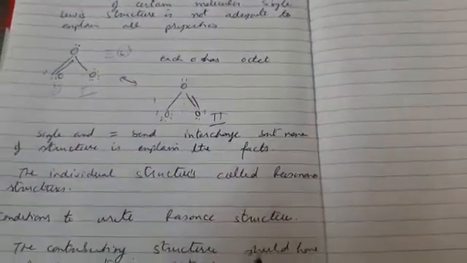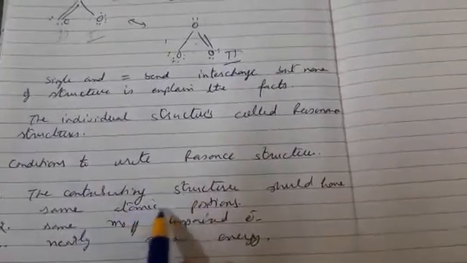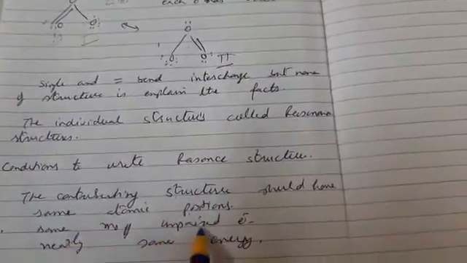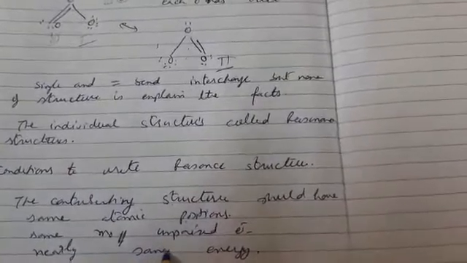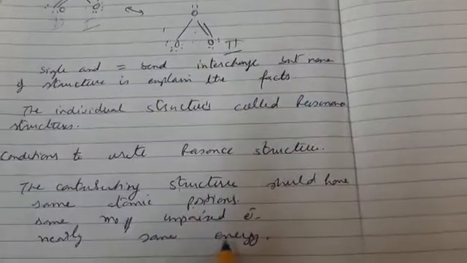Now here are some conditions to write resonance structures. First, those contributing structures should have the same atomic positions, the same number of unpaired electrons, and nearly the same energy level. The contributing structures should have nearly the same energy.